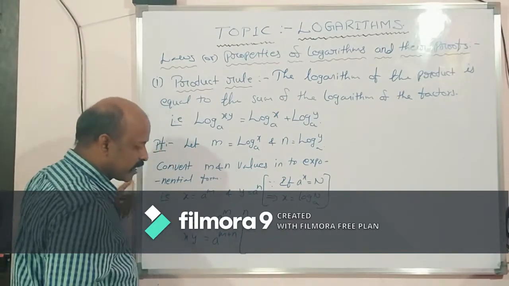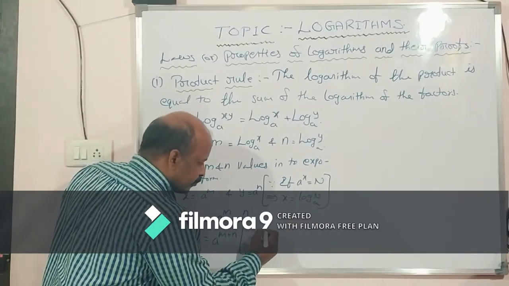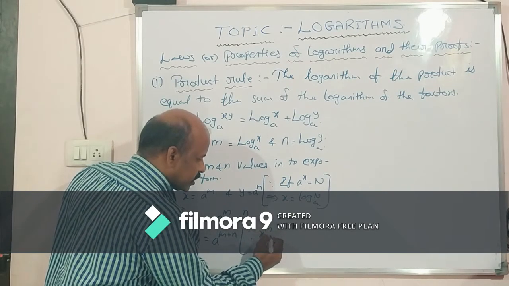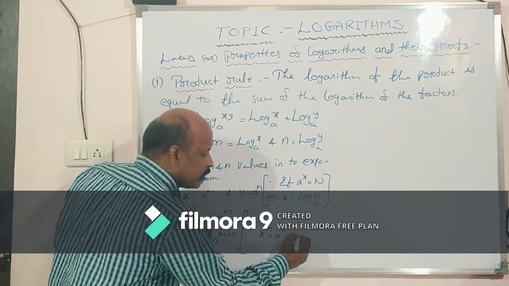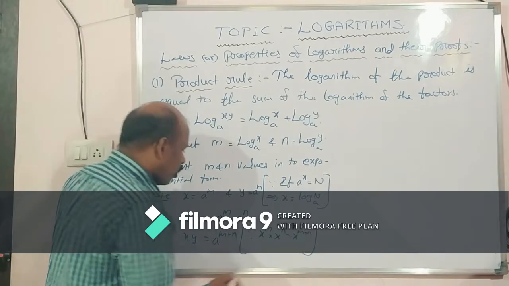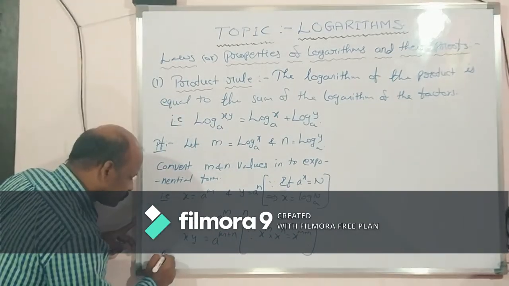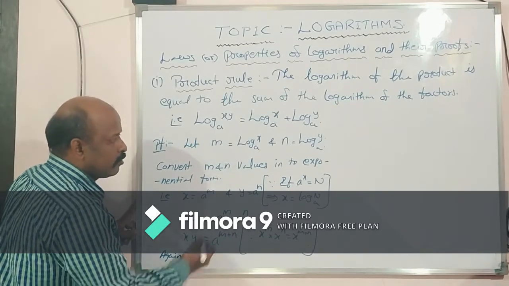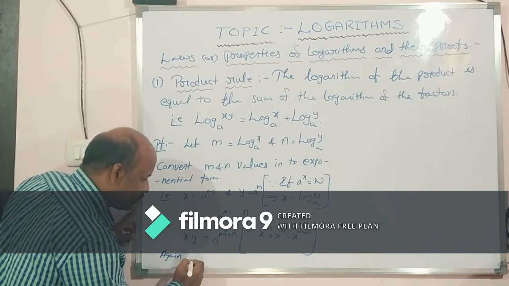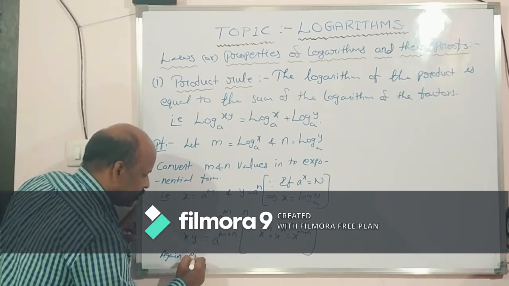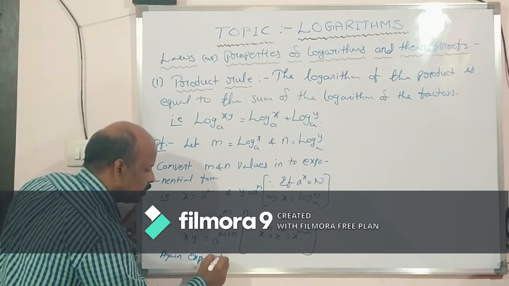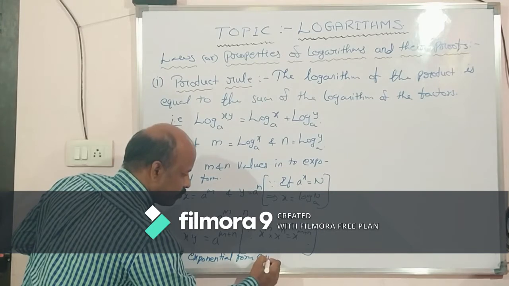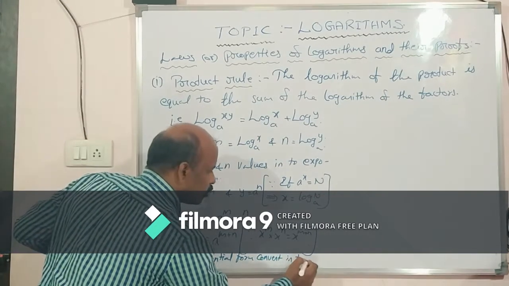Already we learned in the lower classes, if bases are same, if we have multiplication symbol, what should we do? We have to add it. So x power m into x power n is equal to x power m plus n. So after that, again this exponential form convert into logarithmic form.